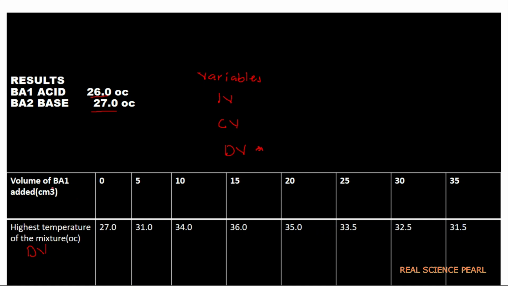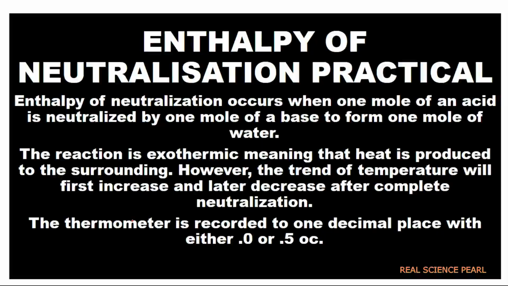Now I've decided to make sure I add different volumes of BA1, which is the acid, to BA2. It means what I've decided to change or to add particular volumes, but following a logical sequence, as you can see, 0, 5, 10, multiples of 5. This is going to be my independent variable. So I decide to vary BA1.